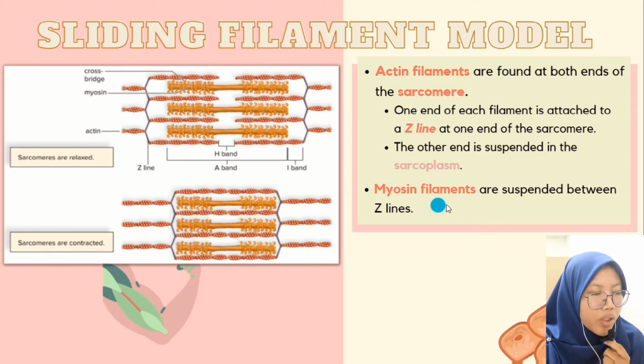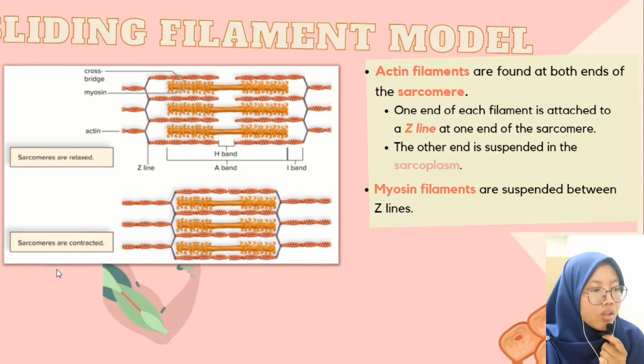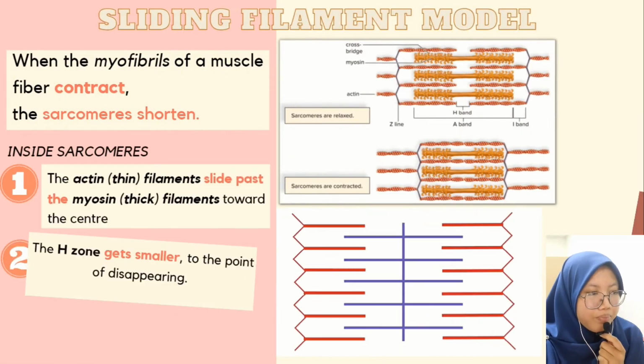The second one is that myosin filaments are suspended between Z lines, which is the orange structure. This is the condition when the sarcomere is relaxed, and the second diagram is the condition when the sarcomere is contracted. So we move to the next slide.